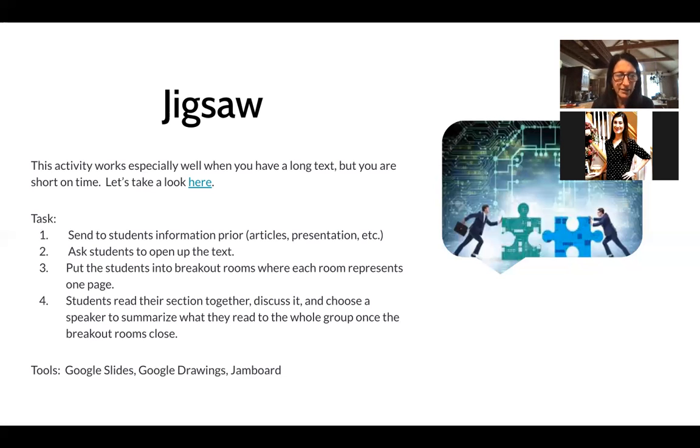Once they do that, the students are going to be in the breakout room. They're going to read the section together, discuss it, and choose a speaker to summarize what they read to the whole group once the breakout room closes. This can be set up ahead of time. It could be done in Google Slides, Google Drawings, or Jamboard, and we're going to talk more about each one of these tools shortly. So let me just click in and show you what this looks like.